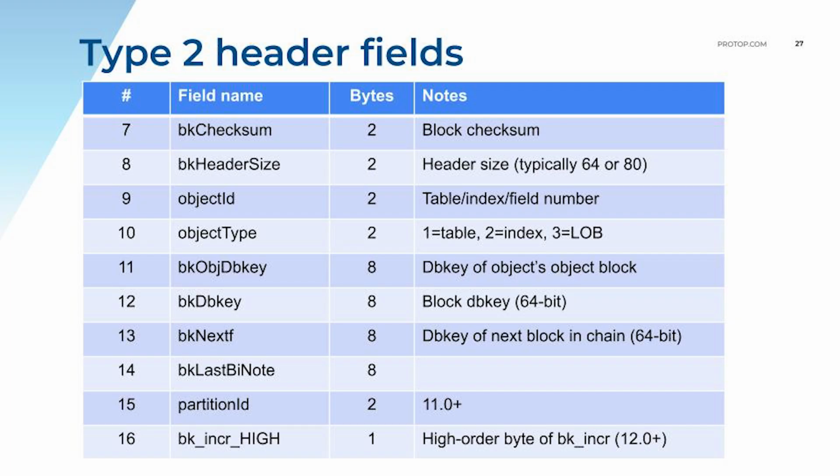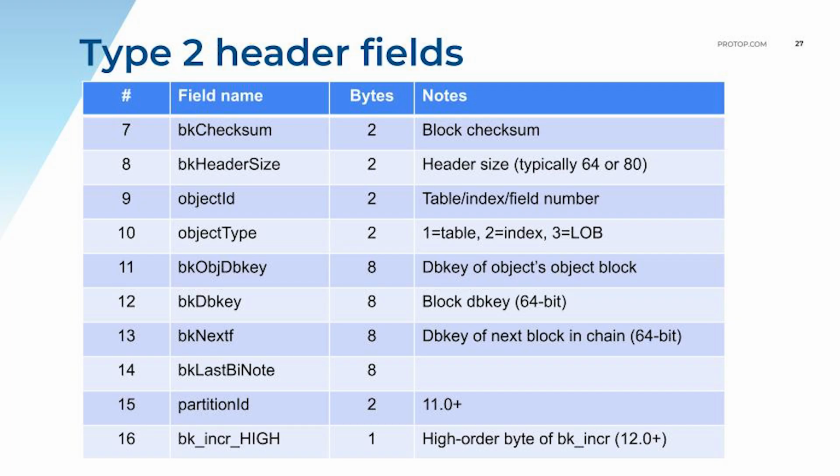The next field is the DB key of the object block, which means whatever block we're in, anywhere in any cluster, we can always find the head of the cluster chain because the object block is the first block in the first cluster. Next, we have the DB key and the next block in chain. BK last BI note. I don't know what that's for, so I didn't describe it. Anybody else know? No? Okay, we're all clueless.